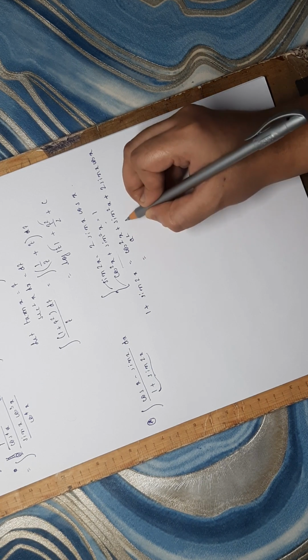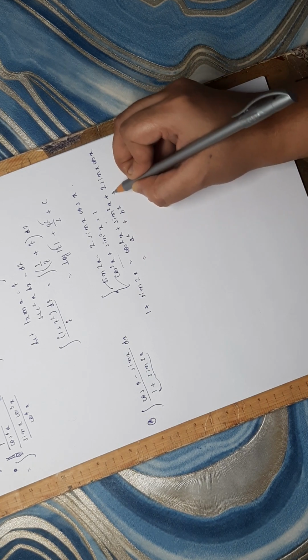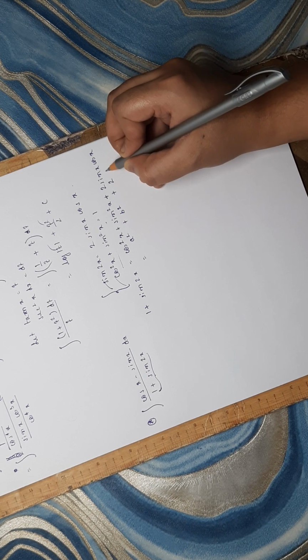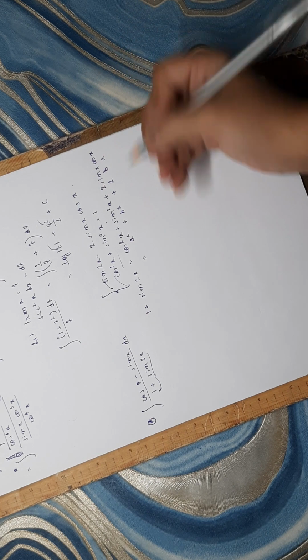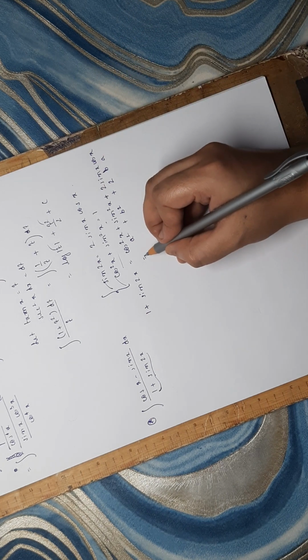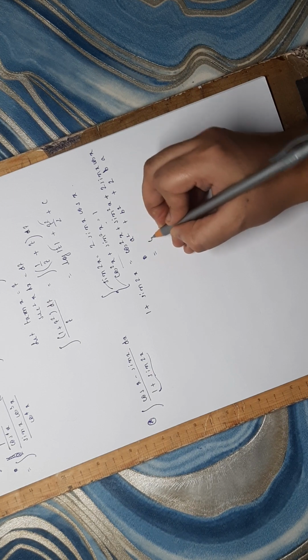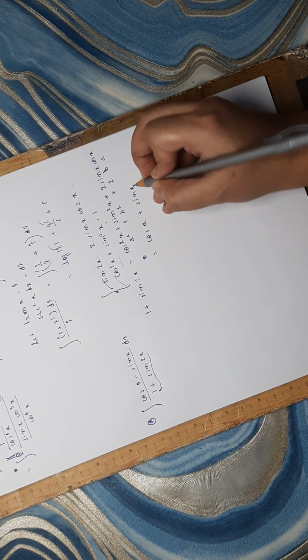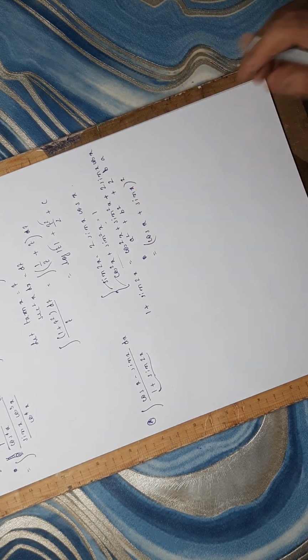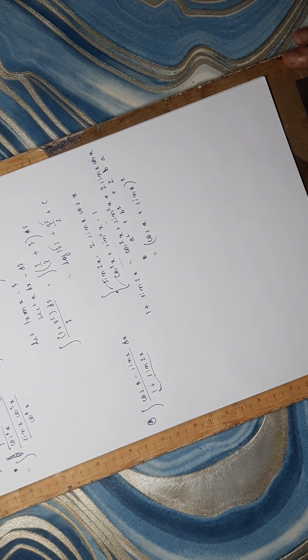A square plus b square plus 2ab or ba, whatever, 2ab or ba, all right? So which is nothing but a plus b whole square, right? What is our a here? Cos x. What is our b here? Sin x, which is whole square. A plus b whole square, right?